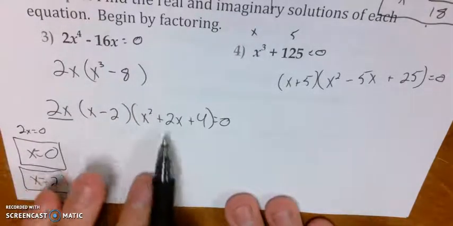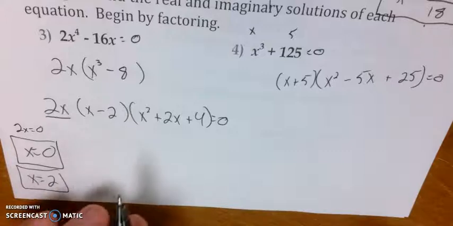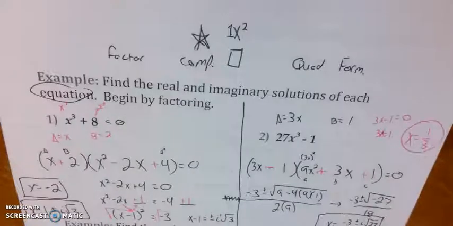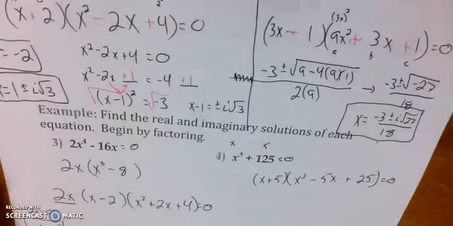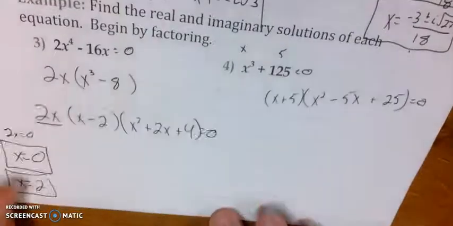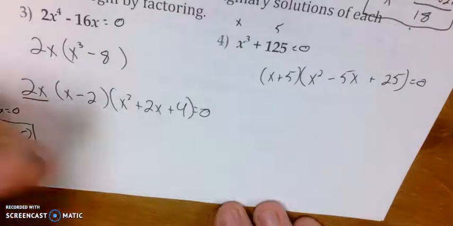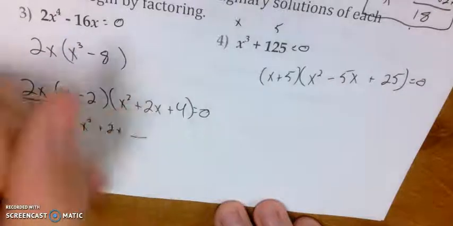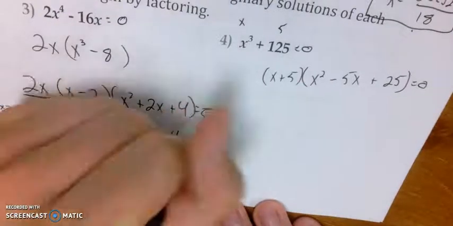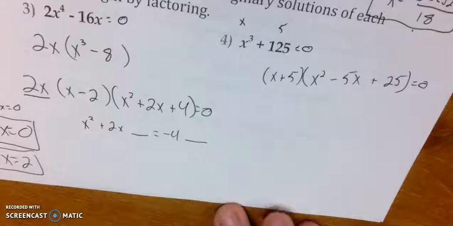Again, completing the square or quadratic formula, it's entirely up to you. I like completing the square. If you like quadratic formula better, then do quadratic formula. It is entirely up to you. So, completing the square of x squared plus 2x blank equals negative 4 blank. So I had to move that 4 to the other side.